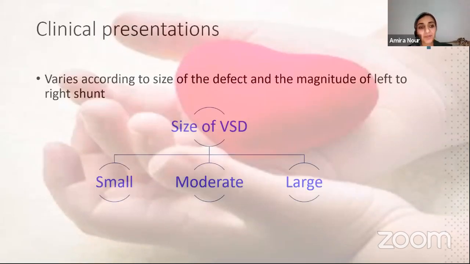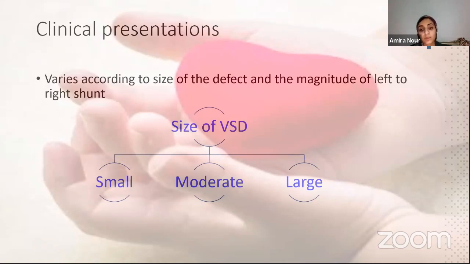Moving to the clinical presentation, again, the clinical presentation of the VSD varies according to the size of the defect, whether it is restrictive or non-restrictive, and the magnitude of left to right shunt. If we are having a small VSD, then mostly the patient, as Dr. Hatem told us in the scenario, will be asymptomatic, and those can be left without closure or without treatment.